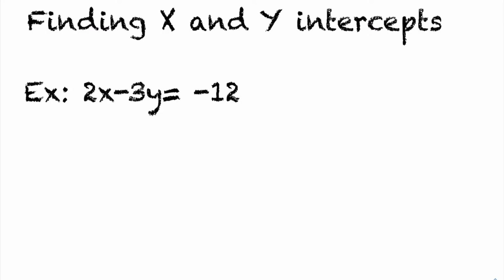Okay, we're going to be talking about finding x and y intercepts. All right, let's take a look at our first example here. I'm going to show you guys how you find x and y intercepts. For the first equation here, we have 2x minus 3y equals negative 12.